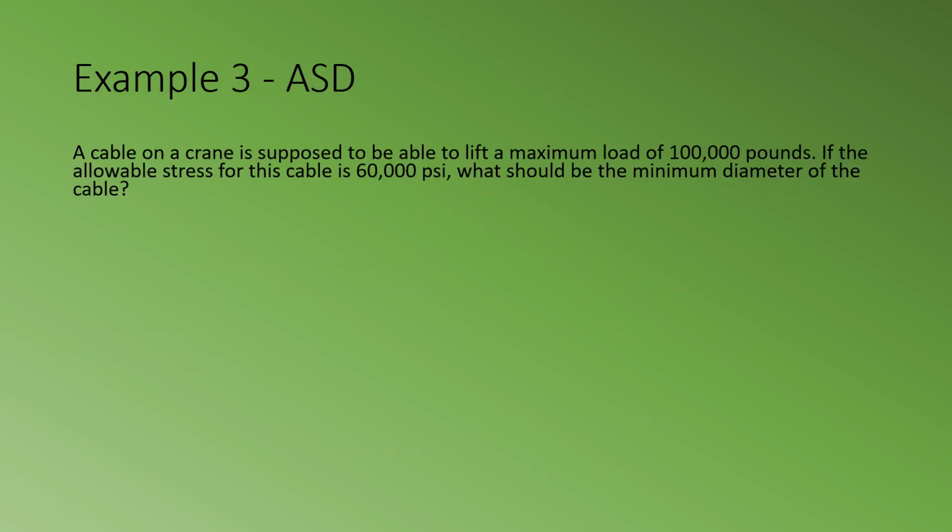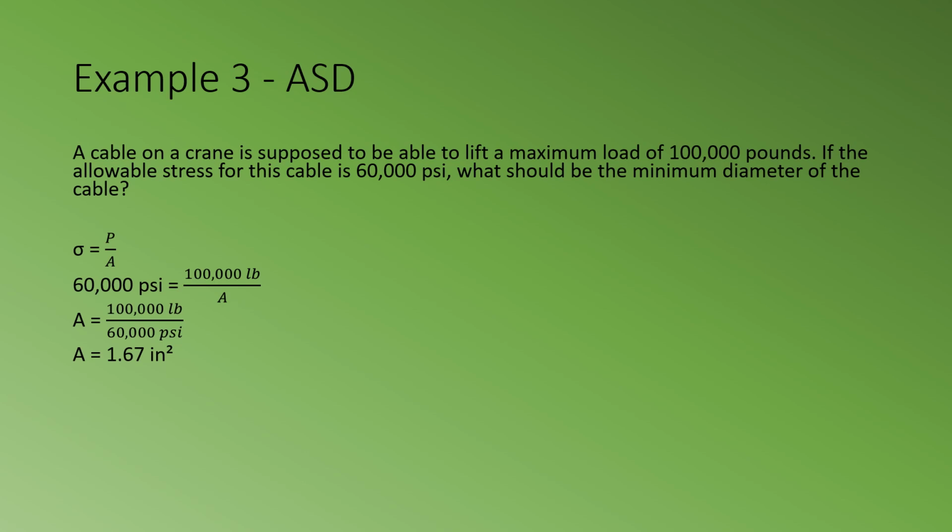In example 3, a cable on a crane is supposed to be able to lift the maximum load of 100,000 pounds. The allowable stress for this cable is supposed to be 60,000 psi. What should the minimum diameter of the cable be? Using the stress formula, we find that 60,000 psi is equal to 100,000 pounds divided by the area. To find the area, we just simply maneuver the equation to have 100,000 pounds divided by 60,000 psi. With that, we get the area of 1.67 inches squared.